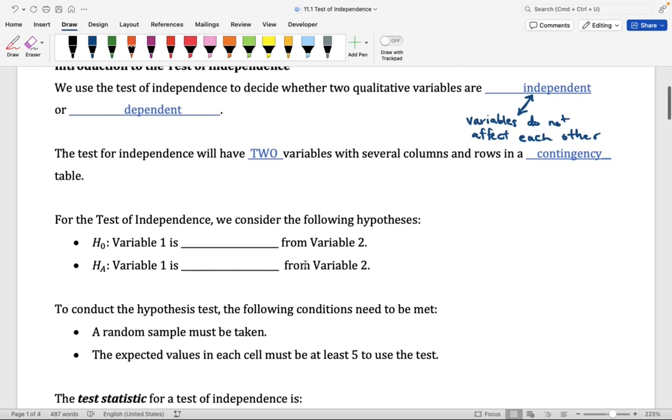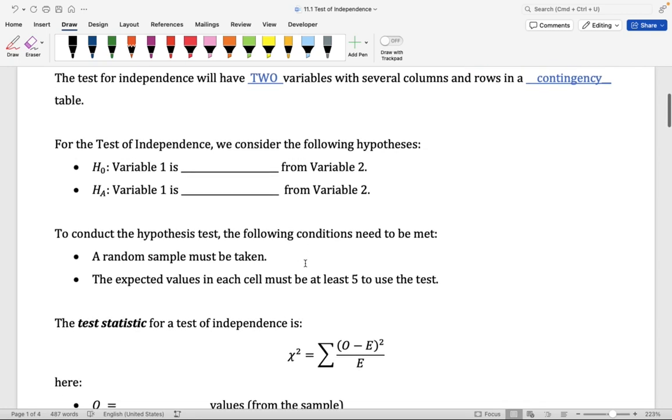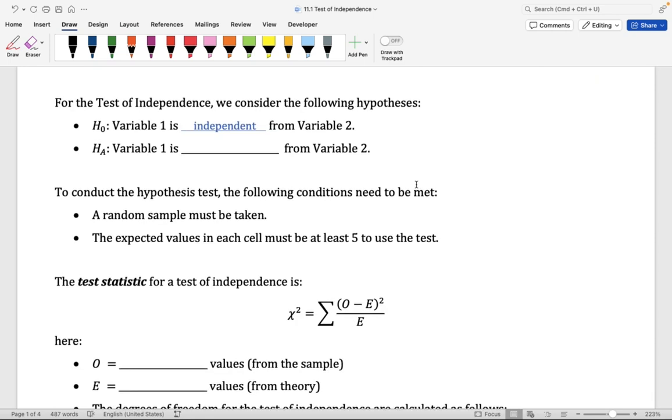Okay. Now let's talk about the null hypothesis and the alternate hypothesis for the test of independence. For the null hypothesis, you're always going to say that one variable is independent from the other variable. So in general, we say variable 1 is independent from variable 2. And think about it. Here we're saying one variable doesn't affect the other variable. Now, for the alternative hypothesis, we're going to say the opposite. We're going to say variable 1 is dependent from variable 2.